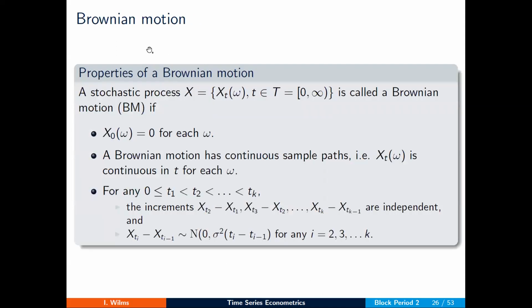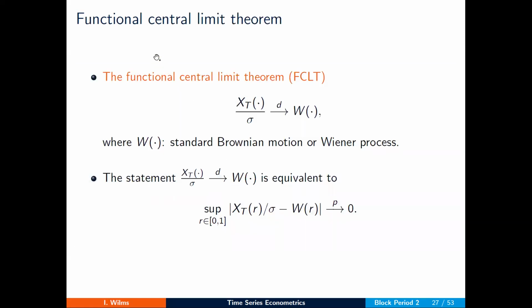Well, you should just have taken a course on stochastic processes, and then these properties should remind you of a Brownian motion. As a refresher, I copied here the definition of a Brownian motion on the slide, where you indeed recognize the property of starting at 0 and the increments being independent and any increment having a normal distribution. So in the derivation of our limiting distributions, these Brownian motions will pop up.